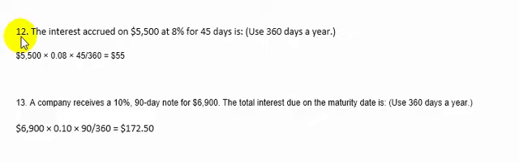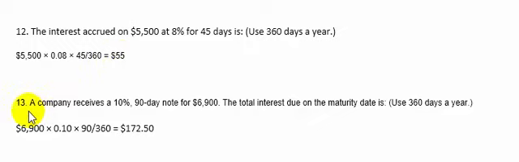Question 12. The interest accrued on $5,500 at 8% for 45 days is what? Well, it'll be 5,500 times 0.08 times 45 over 360, which is $55. So the accrued interest will be $55.